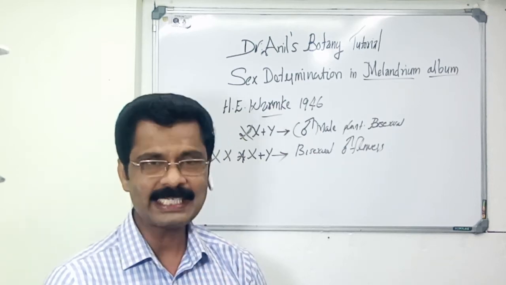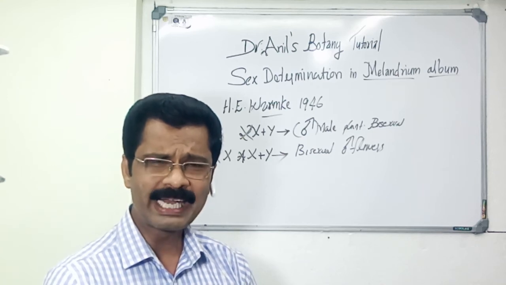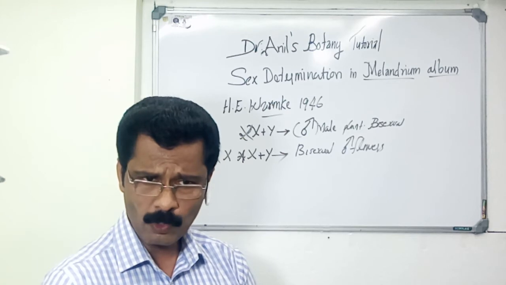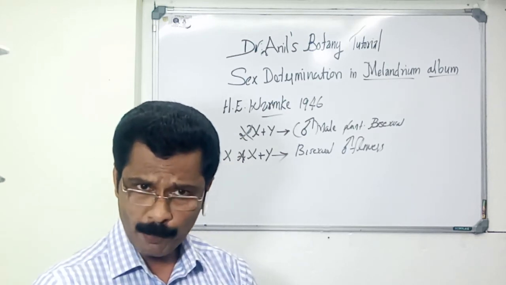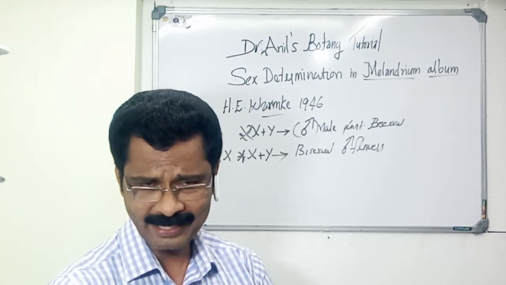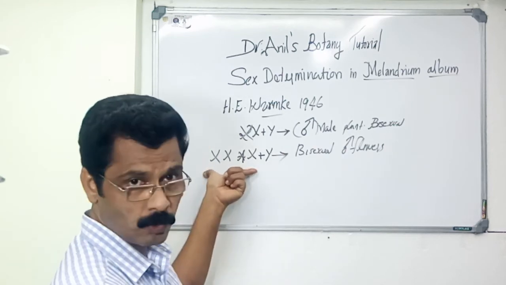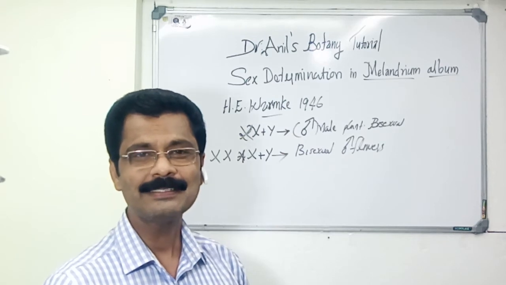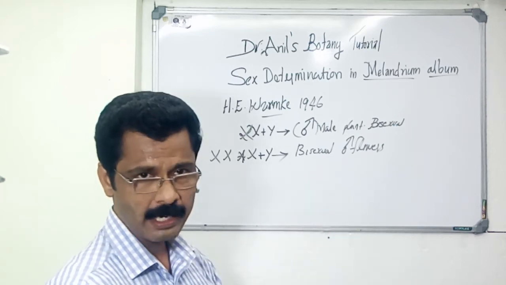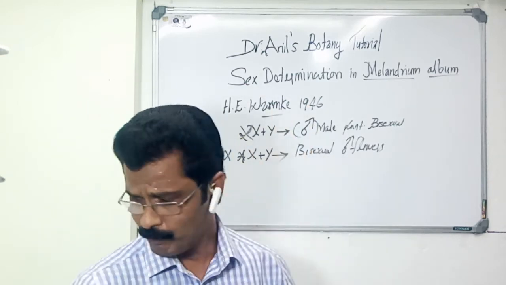This clearly demonstrates that the Y chromosome has a great role, more male promoting effect than the femaleness promoting X chromosome, because bisexual plants mainly appear when there are 4 X chromosomes and one Y chromosome. So the male potentiality of the Y chromosome is balanced by 4 X chromosomes that stand for femaleness, in the case of Melandrium album.